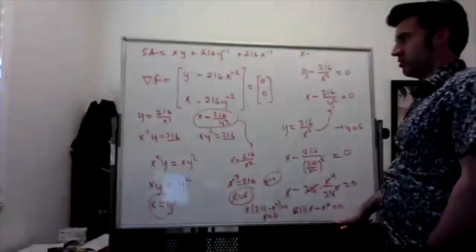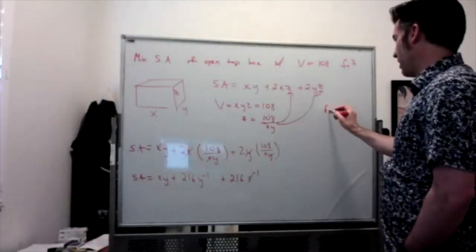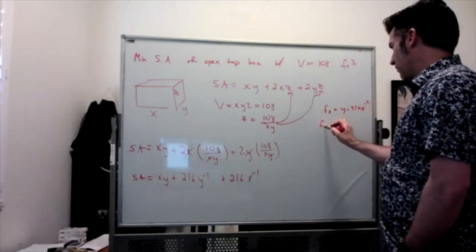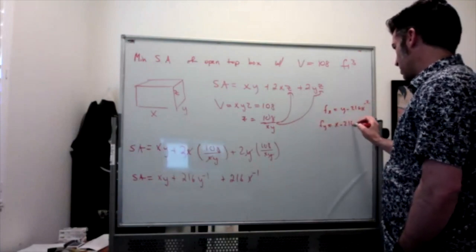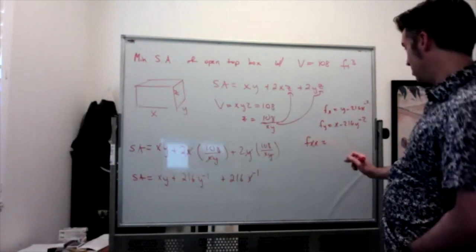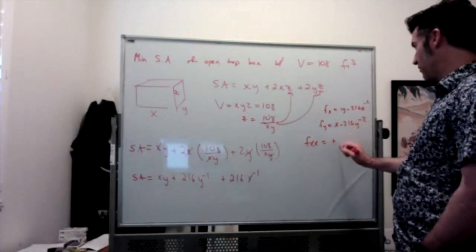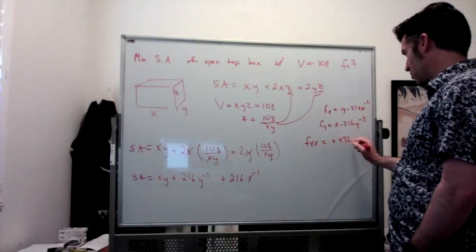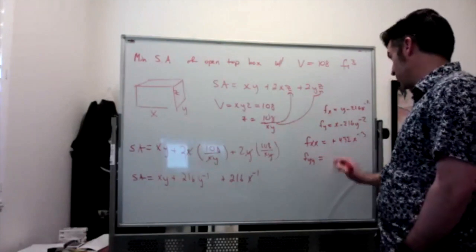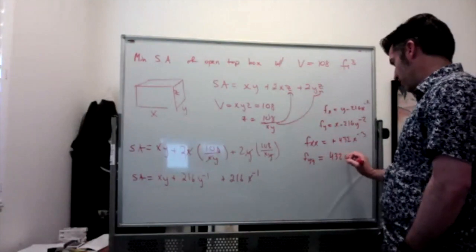I guess my first partial is over here. Okay, sorry. So we had that fx was y minus 216 x to the negative second. Fy was x minus 216 y to the negative second. Fxx is going to be positive 432 x to the negative third. Fyy should be the same, except with y.